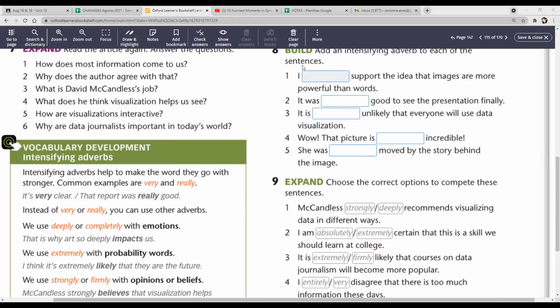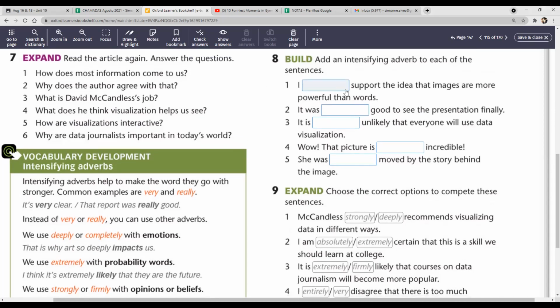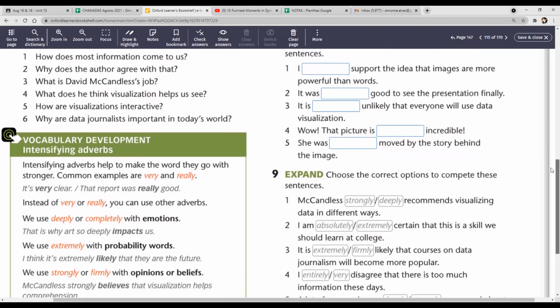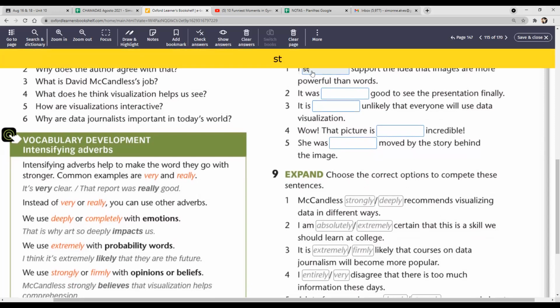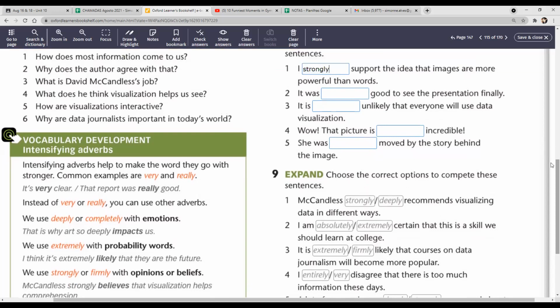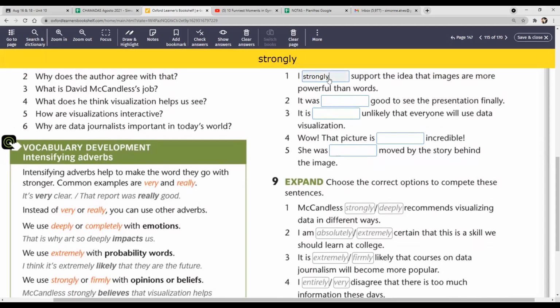Let's try to do Strongly first, the first one of exercise number 8 here. The sentence is: I strongly support. Mateus is already giving the answer because it has to do with opinion, right? So he says, I strongly. Okay, very good. I strongly support the idea that images are more powerful than words. So you are giving your opinion. And we learned that for opinions or beliefs, we can use strongly or firmly.